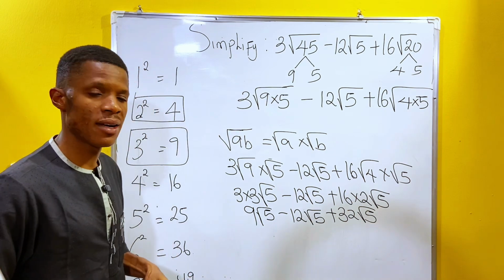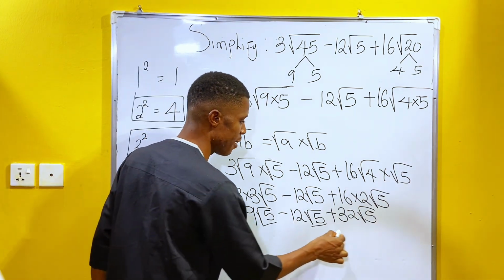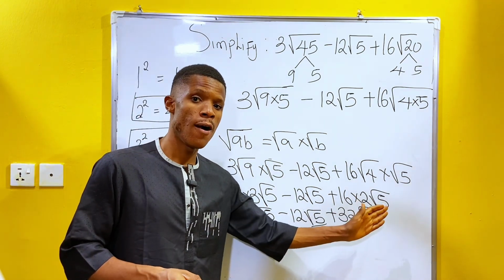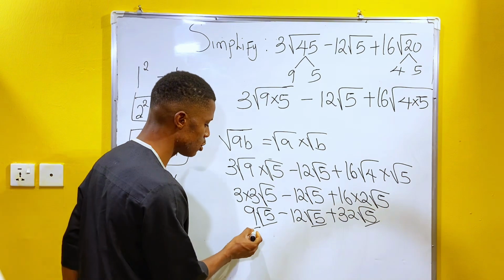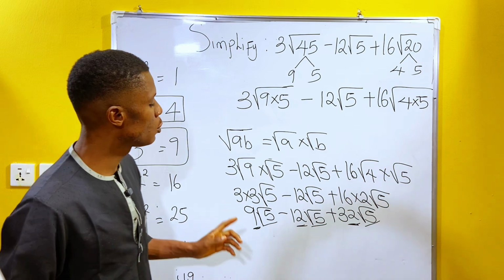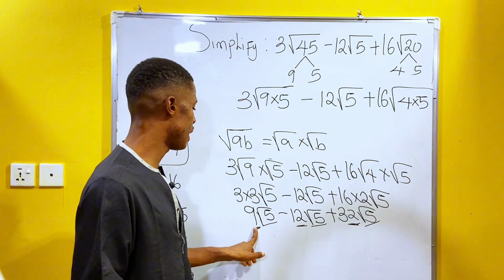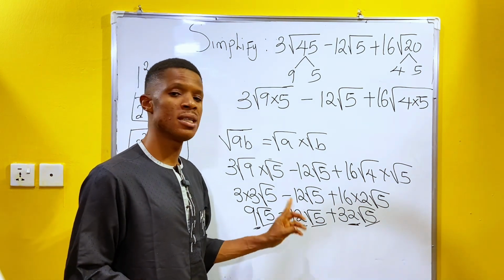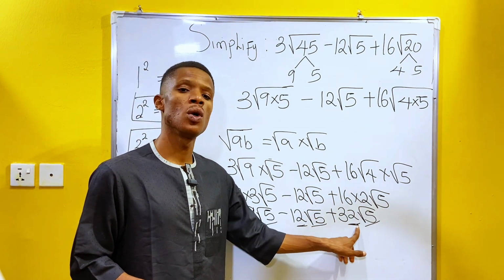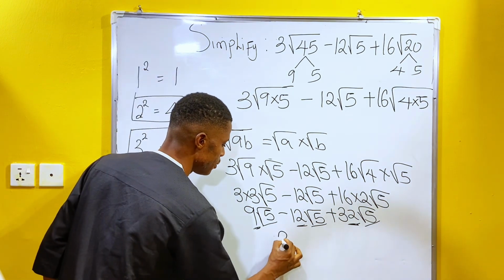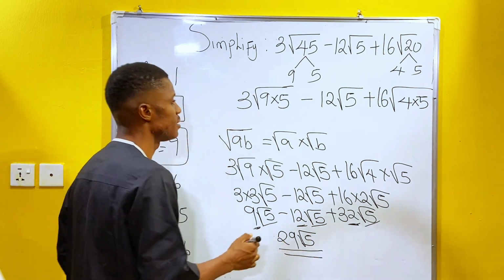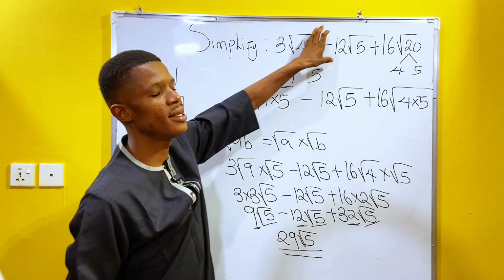Since you observe that this is root 5, this is root 5, this is root 5, root 5 is common in each term of the surd. All you have to do is just add and subtract the numbers that multiply the square root. How do we do it now? We start from the left. 9 minus 12 is minus 3. And minus 3 plus 32 is what? 29. You have it as 29 root 5. And this is the correct answer when you are told to simplify the whole surd.